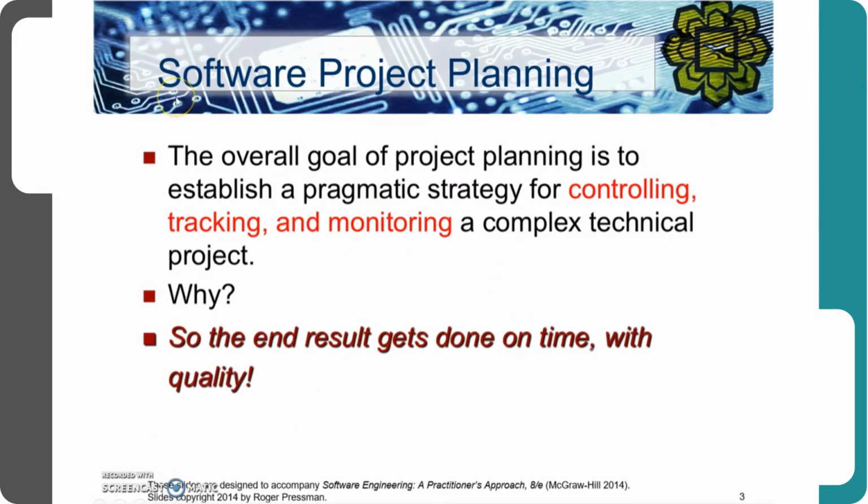So what is the goal of software project planning? It's actually to establish a strategy for controlling, tracking and monitoring a project. So what is the aim of this software project planning? In the end, we want the project to be completed on time and achieve quality.